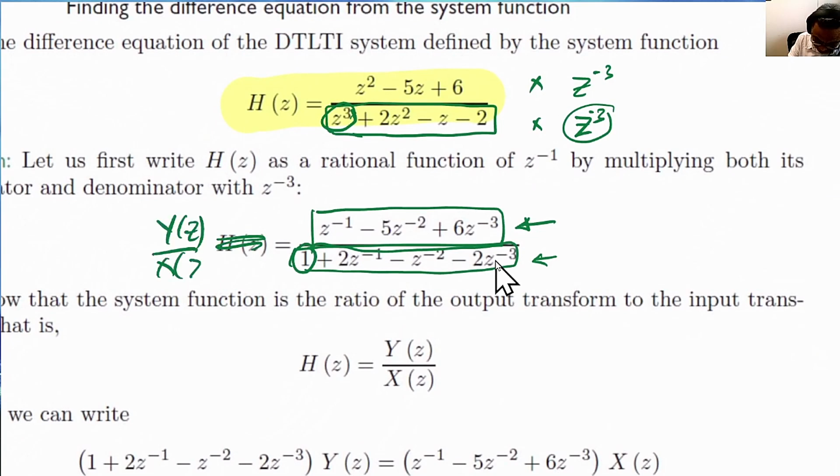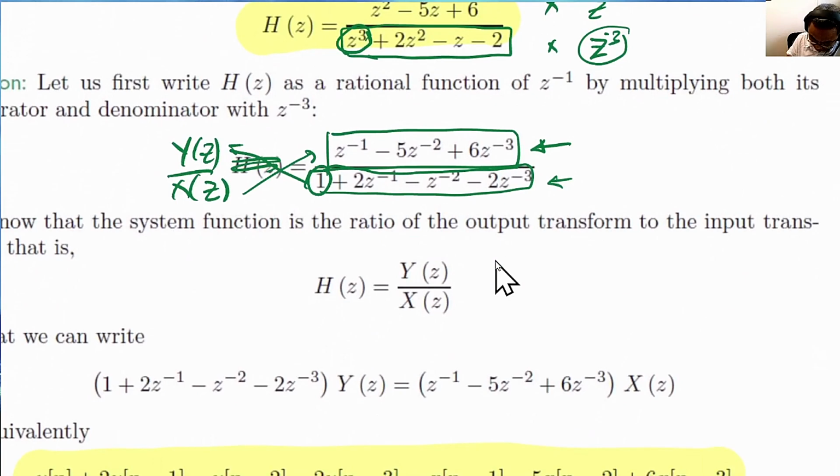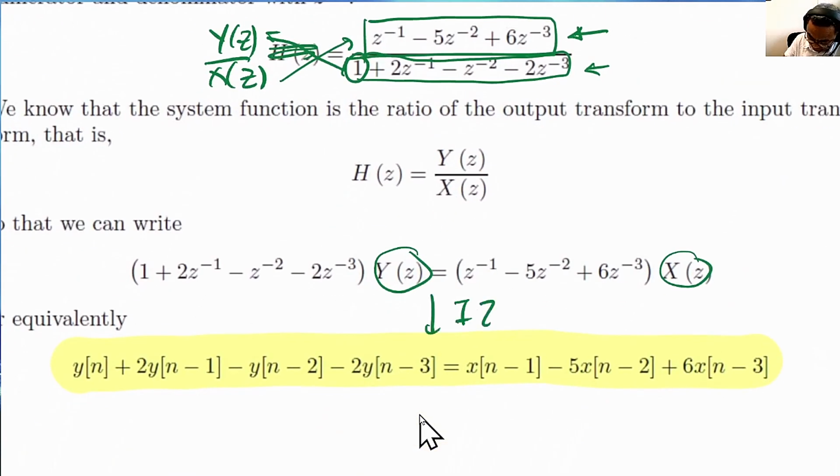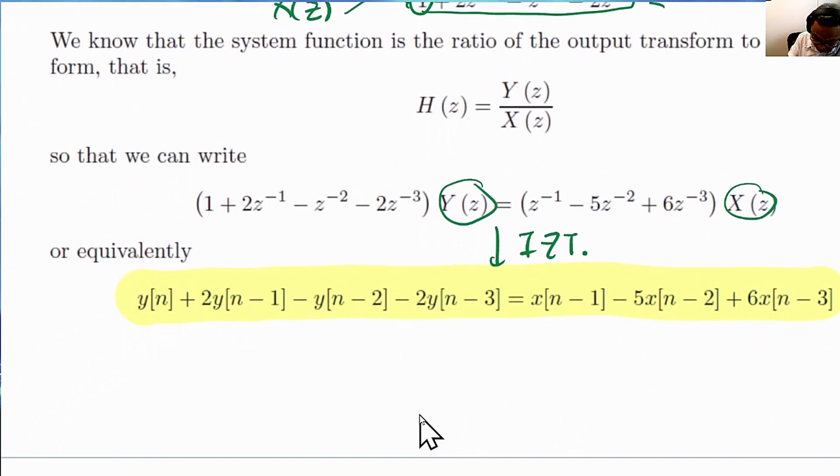So this is the form that we are familiar with, and now we can write Y(z) over X(z). We can bring the equations up and exchange, and therefore now we are almost there. We can now take these two expressions and perform the inverse z transform. So what did we just do? 1 times Y(z), when we perform the inverse z transform, is simply 1 times y[n].